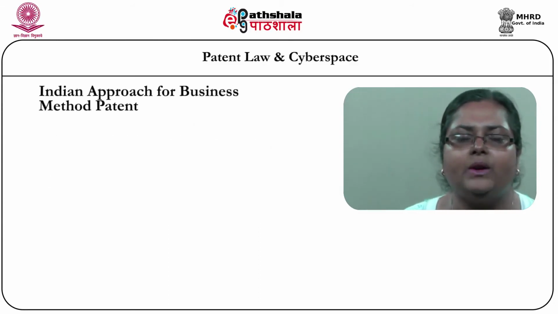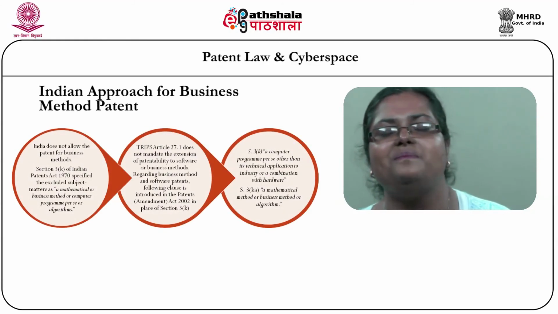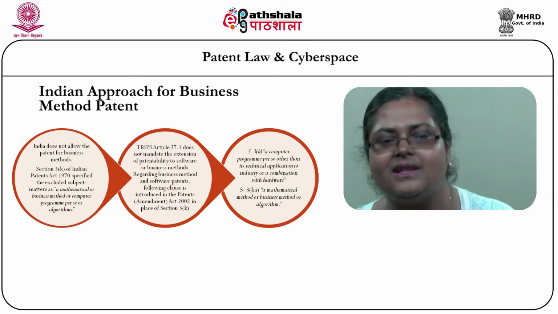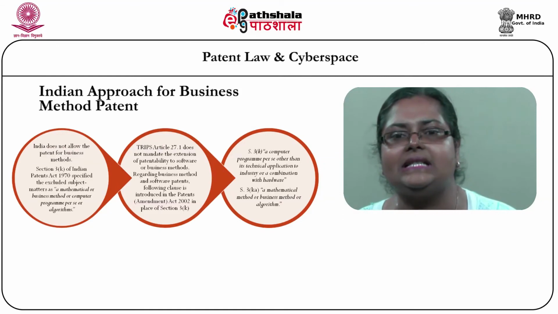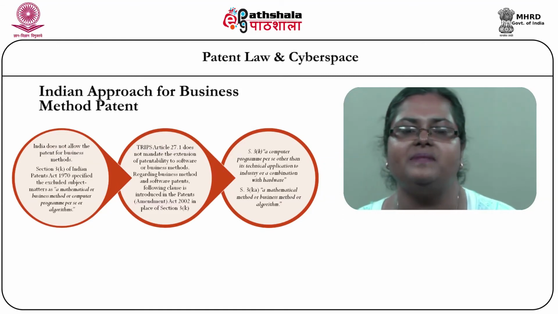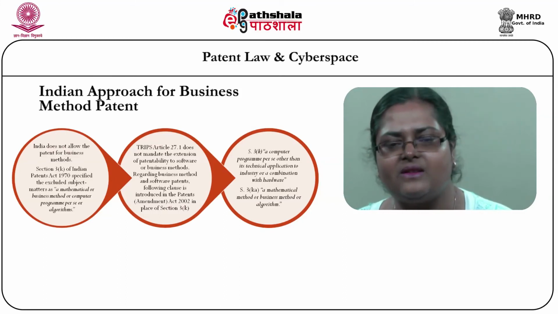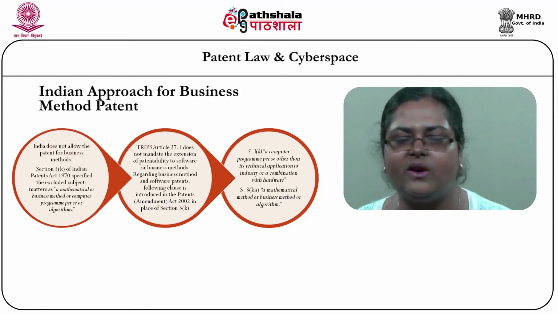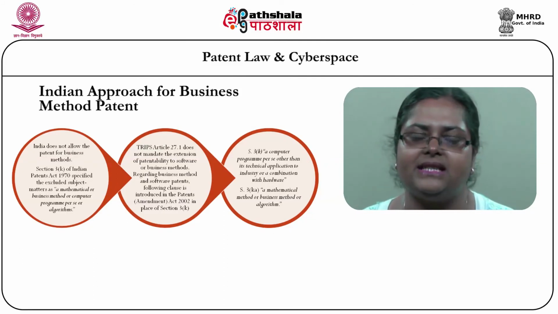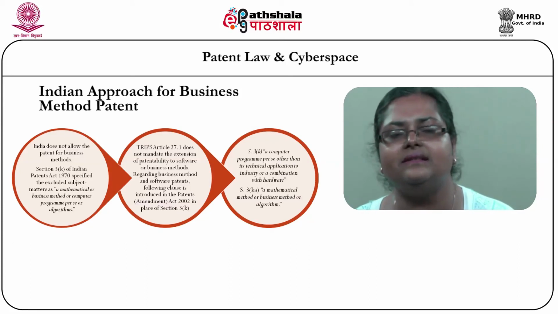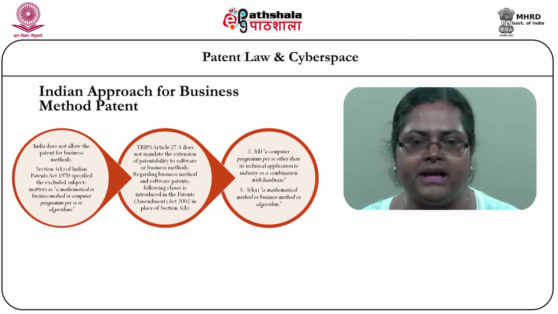Now we need to come back to the Indian approach. India does not allow patents on business method and software. TRIPS Article 27.1 does not mandate the extension of patentability to software and business method. Nowhere it is written. As I have said, it is not really exhaustive in nature. Nowhere is the field of technology mentioned. So, we have section 3K. The Indian Patent Act 1970 has section 3, and sections 3A to P have all the non-patentable subject matter.